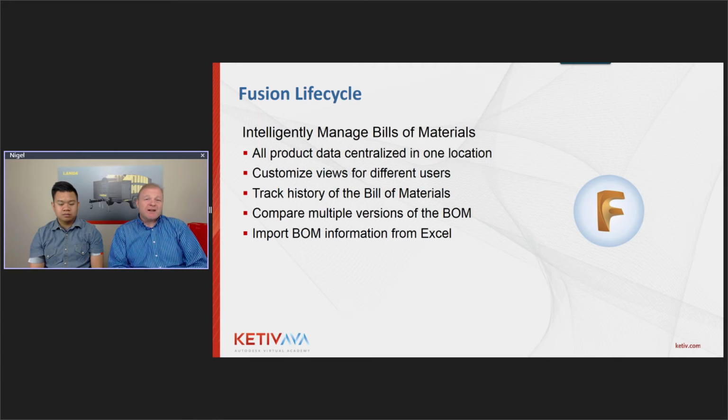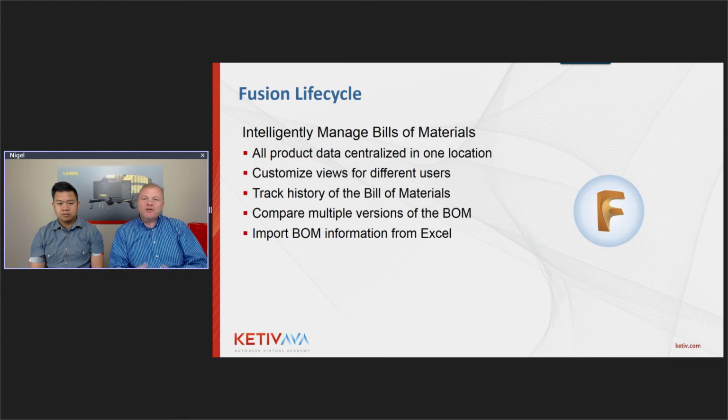We can also track the history of the bill of material. So if I want to go back and say, what did my bill of material look like 2 months ago? I can put a specific date in there, and I can immediately see exactly what the bill of material was like on that date. We can also quickly compare different versions of the bill of material, which is really handy, again, so that you don't have to go line item by line item. You can just quickly peruse through and find the relevant information that you need.